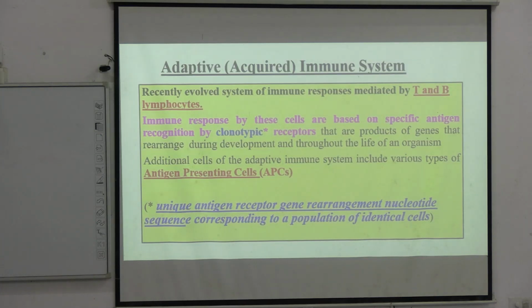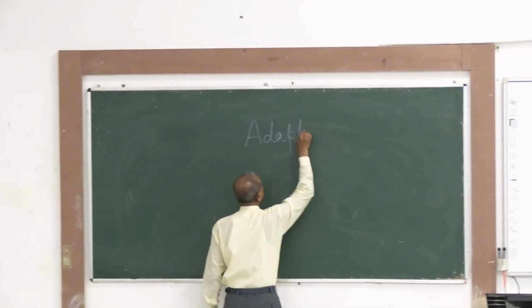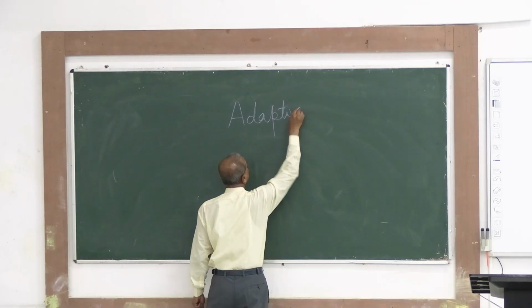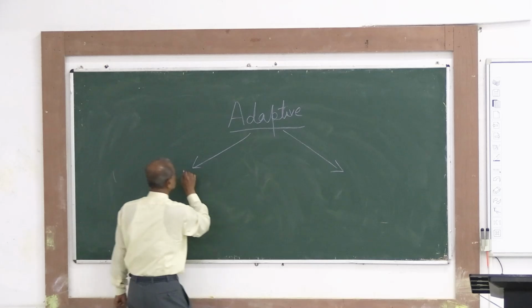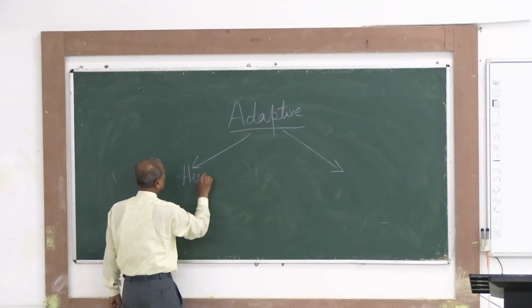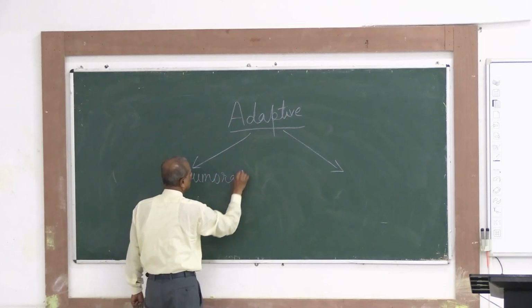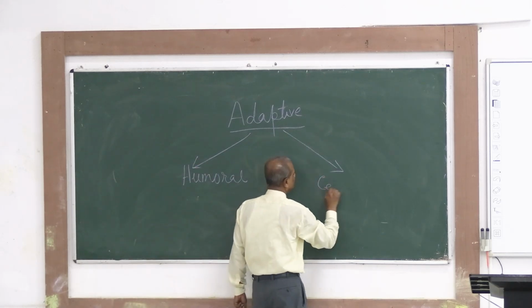That is the function. Okay, now I am coming to the adaptive immune response, after the pathogen has invaded the innate system, or has come directly into our body. So the adaptive immune system will come into play. There are two arms of adaptive immunity. One is your humoral, and one is cell-mediated.